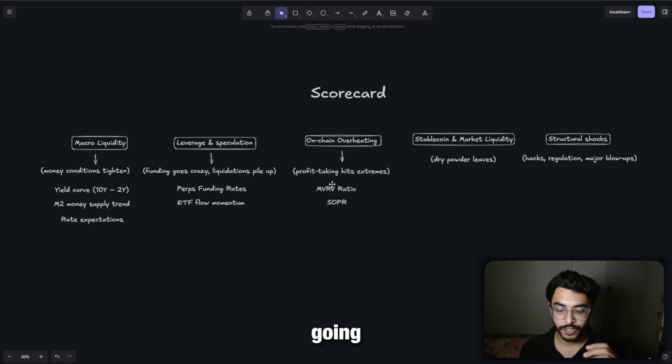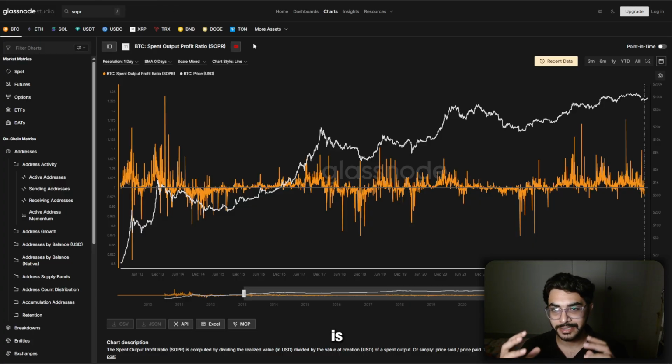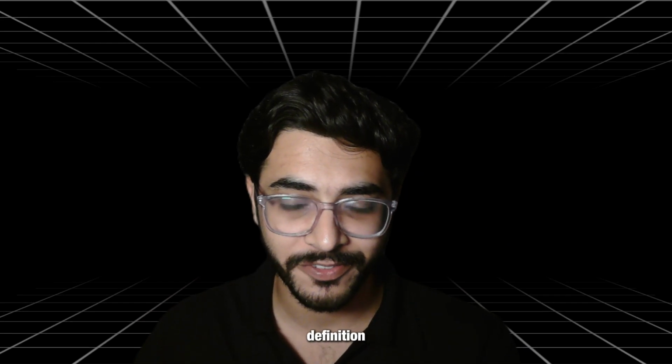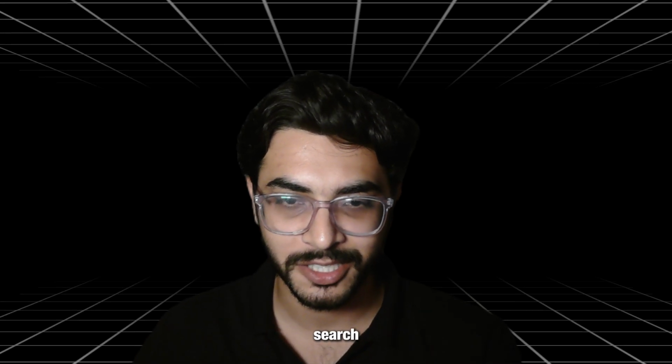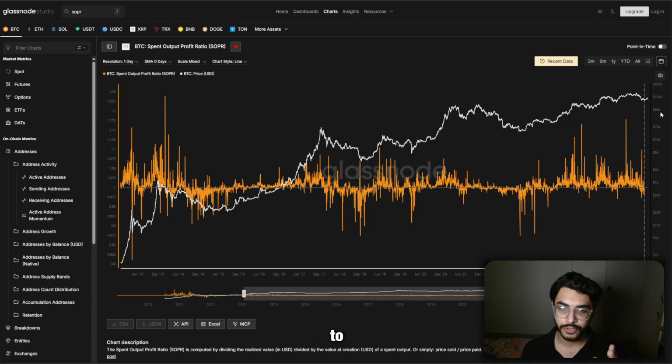Next, for this bucket, we are going to track something called SOPR using Glassnode. SOPR is the ratio of realized value at spend versus creation. To translate this in simple language, it just means: are coins being sold at a profit or a loss? I don't know why analysts give a very difficult definition for something which is very simple like SOPR. But anyways, a simple ChatGPT search could simplify things for you by 100 times. Anyways, back to SOPR. What do you need to look for here? SOPR staying very high can signal heavy profit taking. This can also show that sellers are accepting worse prices for BTC.